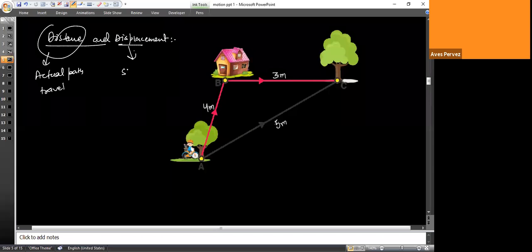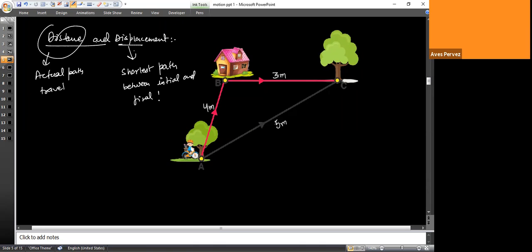We will write the proper definitions, but let me explain first. Displacement is the shortest path between the initial and final positions. So dear student, let's start. Distance is the actual path length covered.